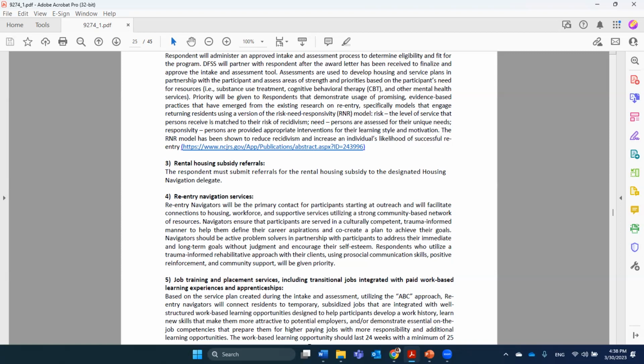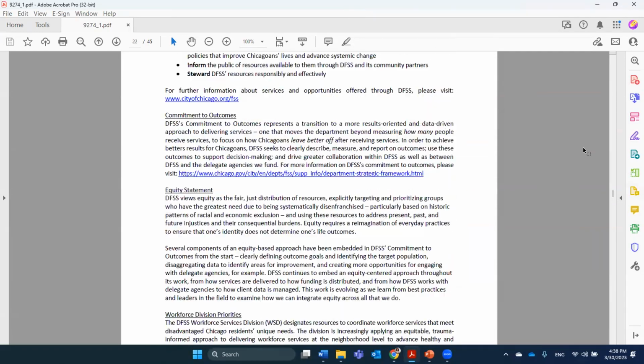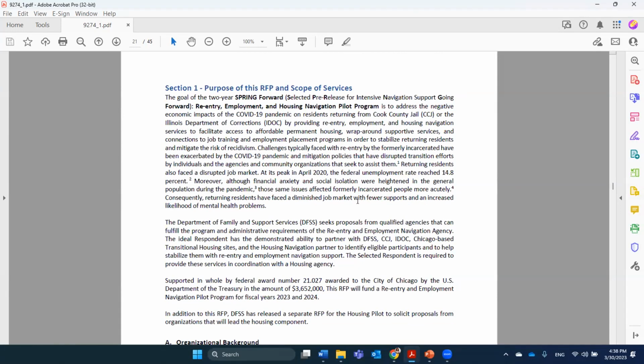So with the outcomes, we have the question on the worksheet here of what changes do we hope will result in someone or something other than the program or its staff. Some different places you can look for this in an RFP are the purpose, which is at the top of the description here. I'll try not to scroll too fast to give people a headache. So all the way at the top of the introduction of this RFP, it talks about the purpose of it. They want to address the negative economic impacts of COVID-19 on residents returning from Cook County Jail or the Illinois Department of Corrections. So that's the overall goal.